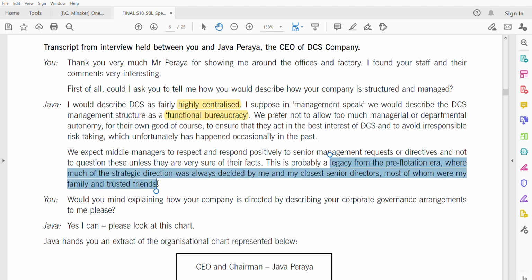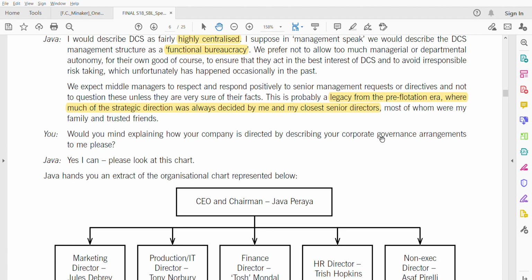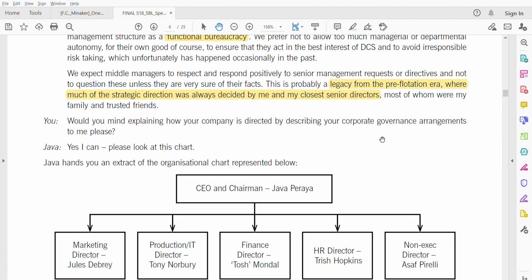Where most of the strategic direction was always decided by me and my closest senior directors, most of whom were my family and trusted friends. You need this piece of information because you have to describe before and after flotation. You are asking, would you mind explaining how your company is directed by describing your corporate governance arrangements to me, please? Now you see the importance of corporate governance. I haven't taught you what corporate governance is. I will be making a video on that soon.